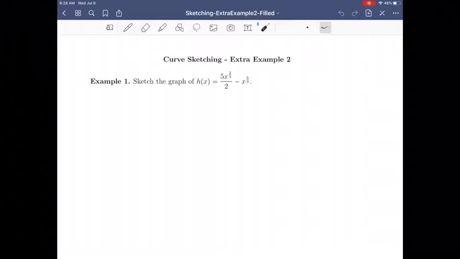In this video, we're going to do another extra example of curve sketching. Here our function is h of x, and it looks like 5x to the 2/3 over 2 minus x to the 5/3.